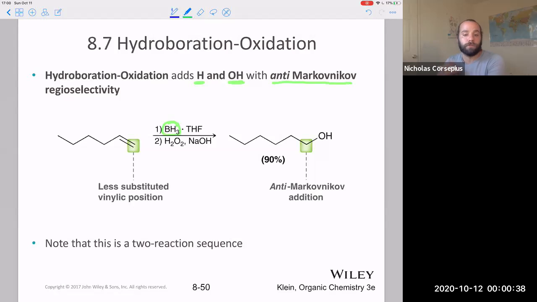So what happens is you first react it with your borane, and then you follow it up with another peroxide and a base here in order to get the OH group. Okay, but that's where the name comes from. Hydroboration comes from the fact that the key player in these reactions is going to be the borane.